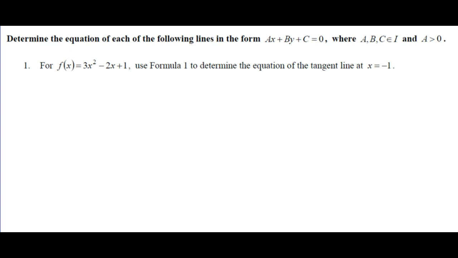Okay, so in other words, we need a tangent, and there's got to be some point on this curve where we are finding the tangent line. So what does Formula 1 say? Formula 1 says that the slope is equal to the limit as x approaches a of f of x minus f of a over x minus a.